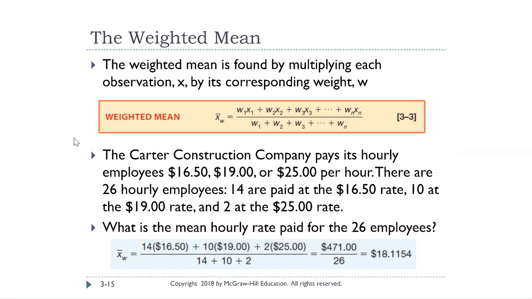Suppose you have a data set of 180 observations or something like this, but these data repeat over and over again. For example, you have 10 people that make $10 an hour, and you have 20 people that make $5 an hour. To find the mean of this, you can add up 10 plus 10 plus 10, 10 times, and then you can add up 5, 20 times, and then divide by 30.